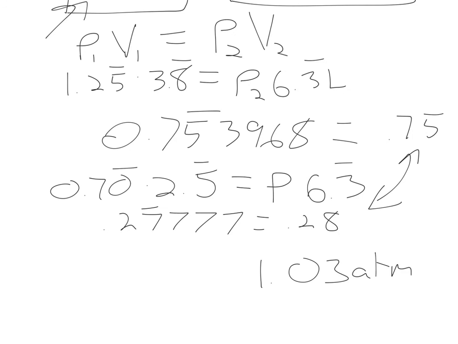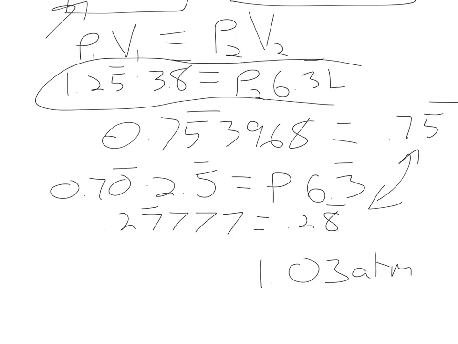Now, I want to make a note here. This was a 2 sig fig answer. This was a 2 sig fig answer because they were being multiplied. So when you have a problem like this where everything is being multiplied or divided, you always keep the lowest of your total amount of sig figs.